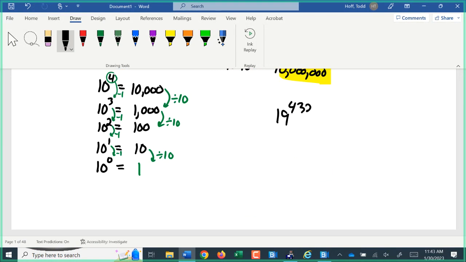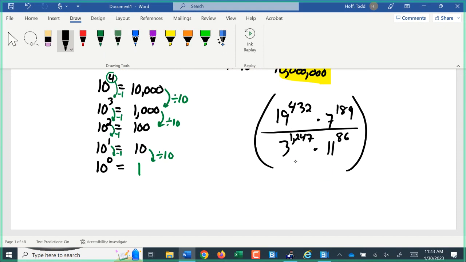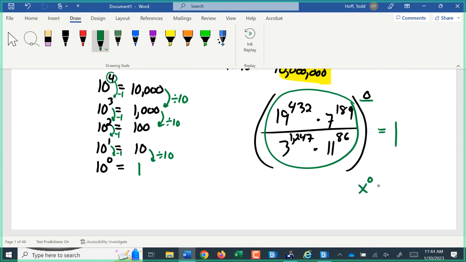19 to the power of 432 times 7 to the power of 189 divided by 3 to the power of 1,247 times 11 to the power of 86, all to the power of 0. Well, what is that? Of course, that's 1, because no matter what all of this comes out to be, it's to the power of 0, and anything to the power of 0 is 1. Even x to the power of 0 is 1, which will be important when we get into our algebra section.